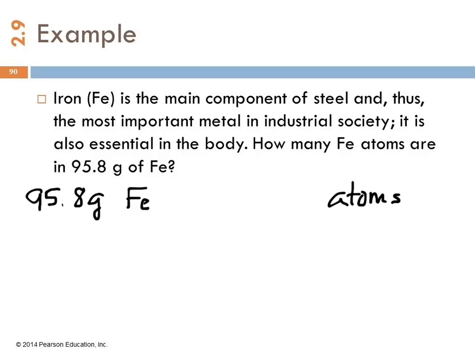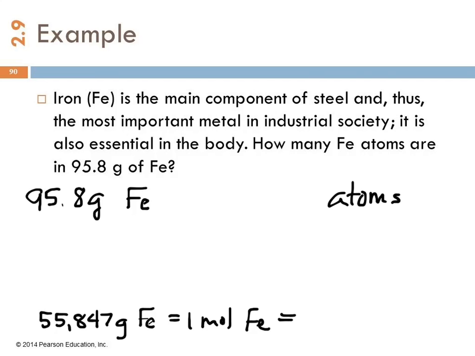So let's think about it this way. What's the molar mass of iron? 55.847. We're just getting that off the periodic table. 55.847 grams of iron equals 1 mole of iron. How many atoms are in 1 mole of iron? 6.022 times 10 to the 23rd. You'll have that number memorized by the end of the day, whether you want to or not.